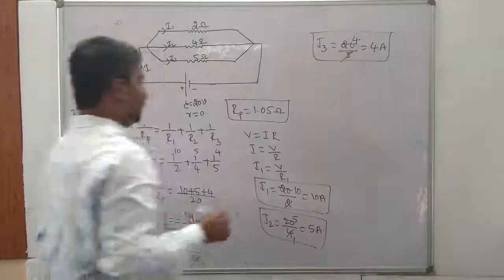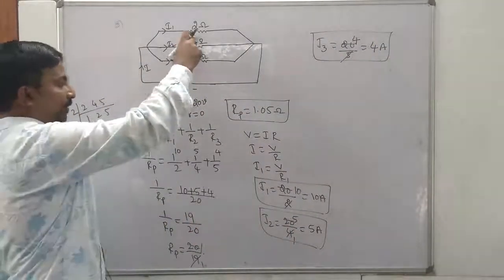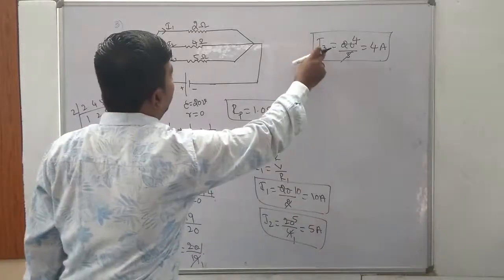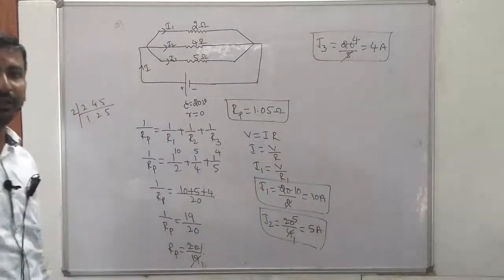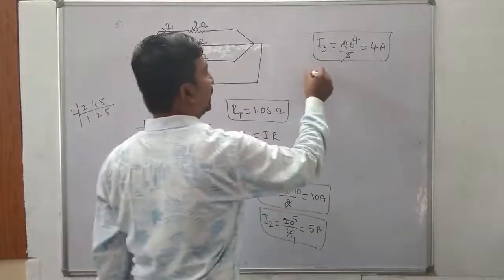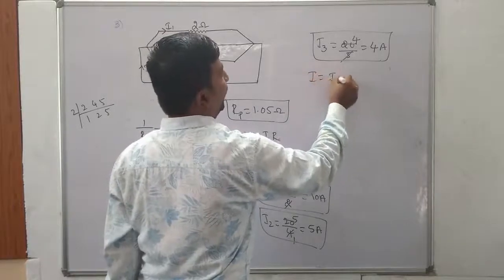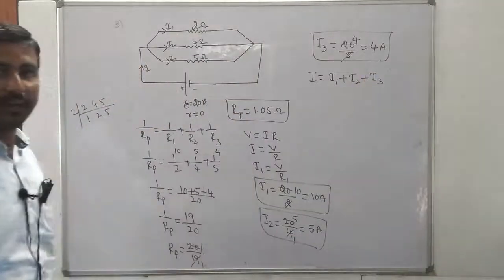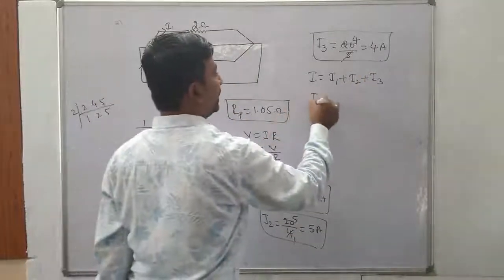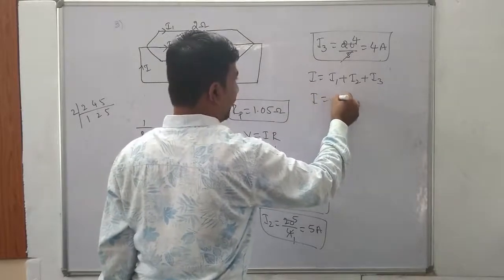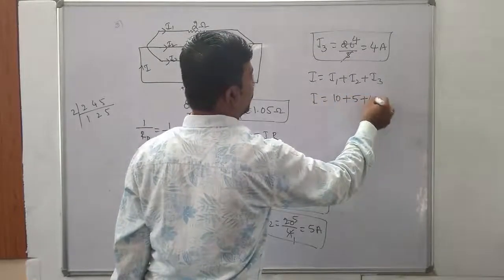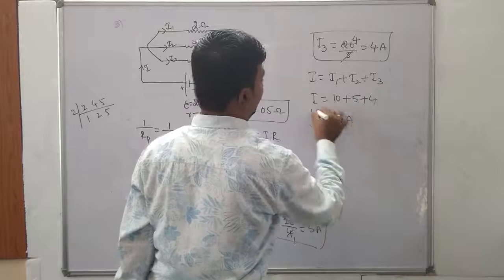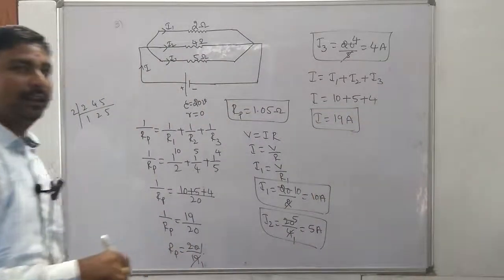So the current through each resistor: R1 gets 10 ampere, then R2 resistor 5 ampere, R3 resistor 4 ampere of current passed. Therefore the total current I is equal to I1 plus I2 plus I3, total current drawn from the circuit. So I is equal to 10 plus 5 plus 4, then finally I is equal to 19 ampere.